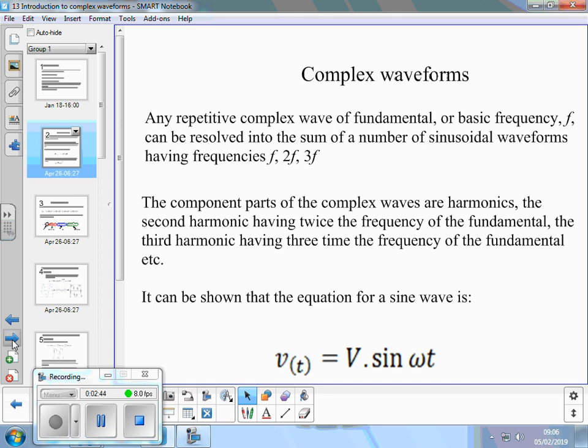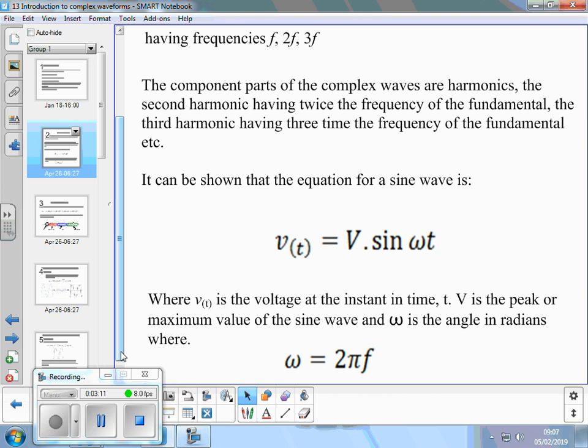So the bottom frequency, the lowest one, is called the fundamental. 2 times f is called the second harmonic, 3 times f the third harmonic, and so it goes on. So these component parts are harmonics. Second harmonic's twice the frequency of the fundamental, third harmonic 3 times. Okay. Now, you'll have already come across this in your studies a few times.